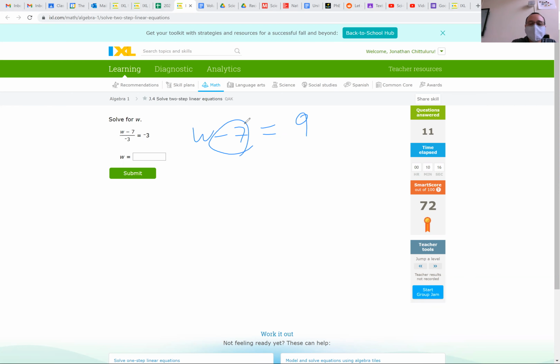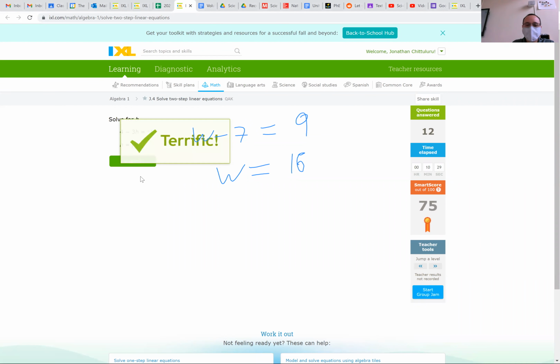Now we have to undo the subtraction and add 7 to both sides. So W equals 9 plus 7, which is 16. Okay, so W equals 16. Let's go ahead and get that answer put in. And we're moving along. So now we have 4 minus 3h equals negative 14.